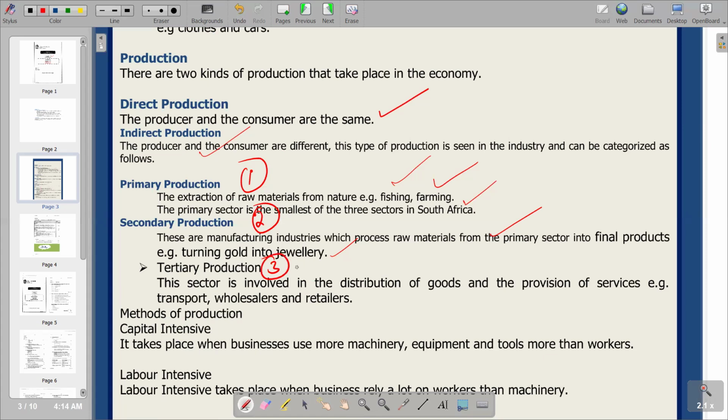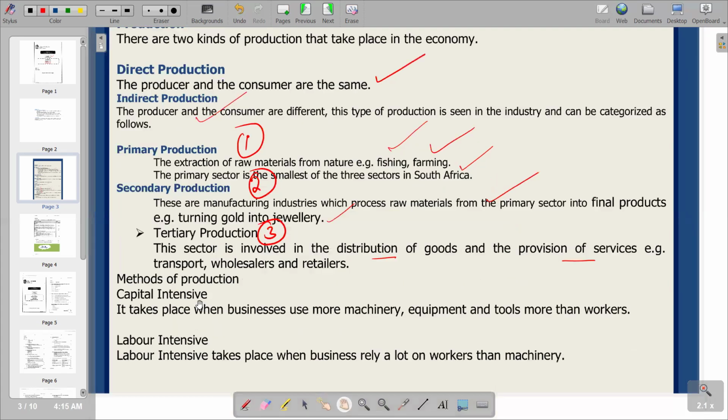And we are saying under tertiary production, this sector is involved in the distribution of goods. So distribution of goods is under tertiary production, and also the provision of services. We are giving examples of transport services, wholesalers, and retailers. So methods of production now.